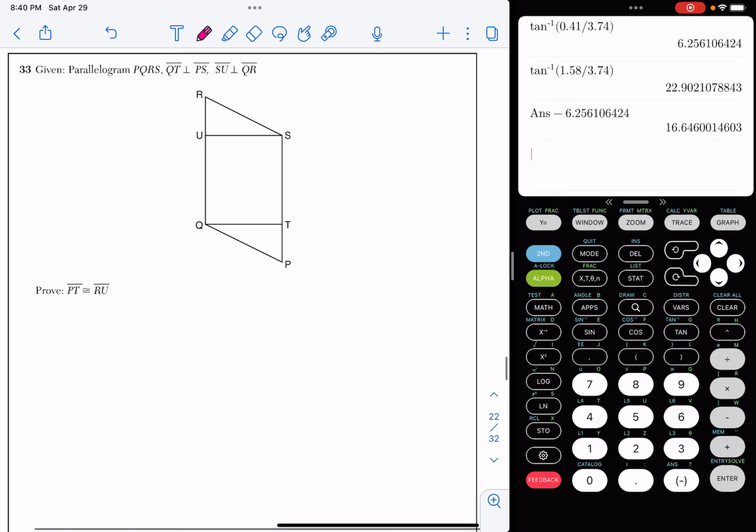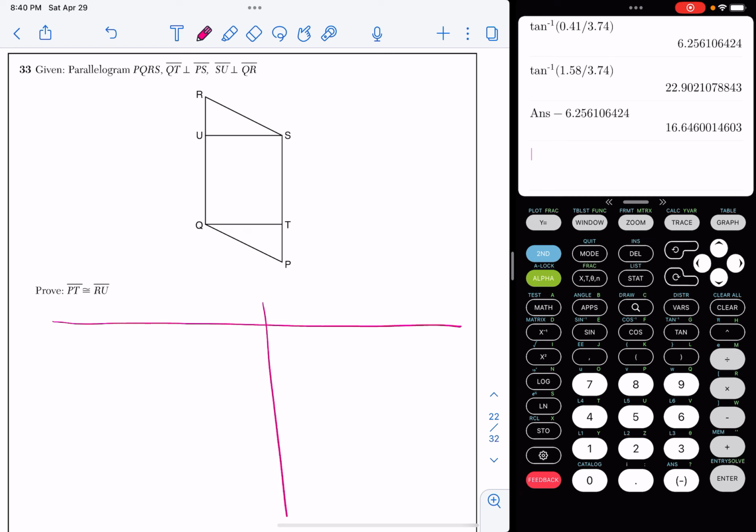All right, number 33 is a proof. We are given a few things: we have a parallelogram and some perpendicular lines, and we need to figure out how to prove that PT and RU are congruent. So let's start off by making our statement reason table.